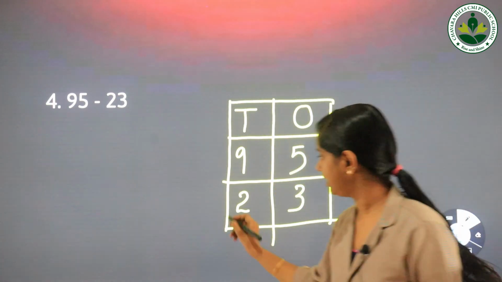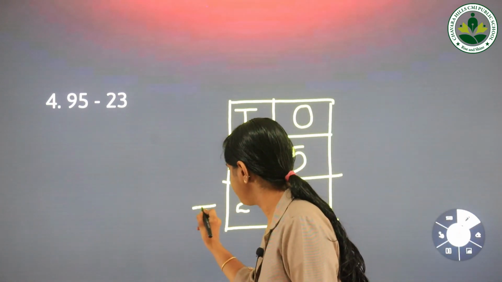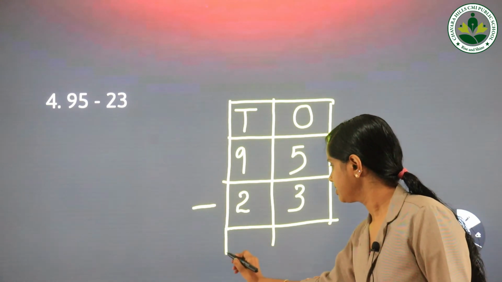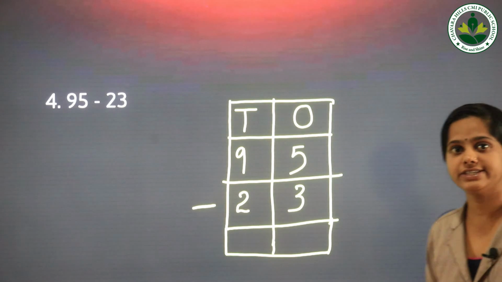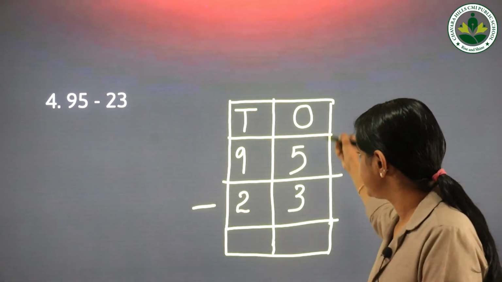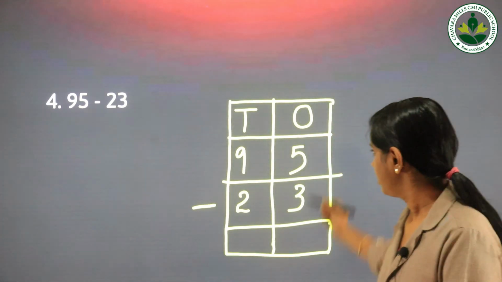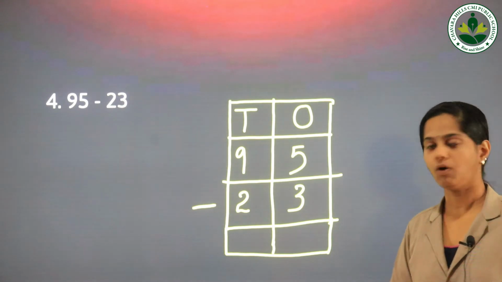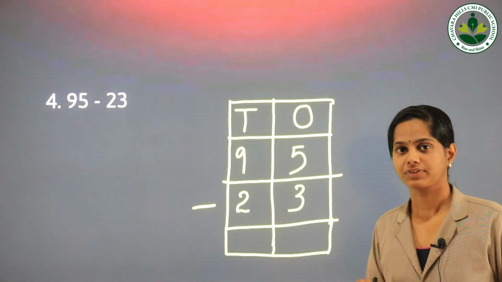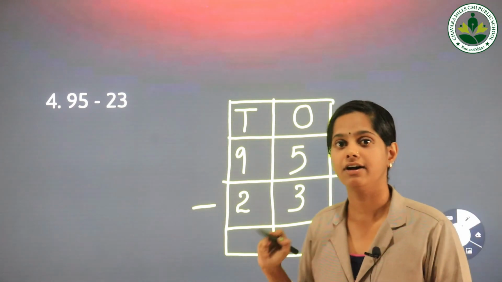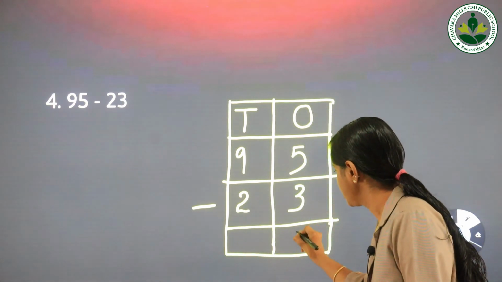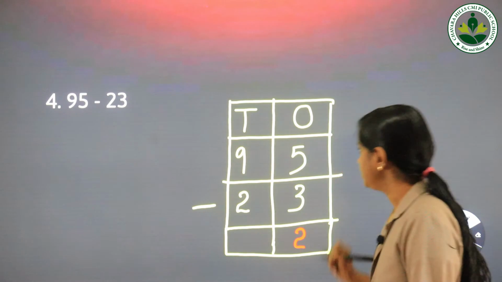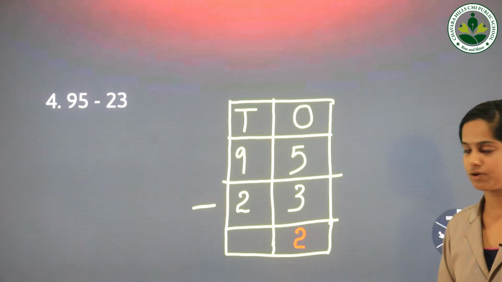Next, we put the subtraction symbol. Okay, let us start our subtraction. First, we subtract the digits in the ones column. 5 minus 3, or subtract 3 from 5. 5 minus 3 is equal to 2. So we can write 2 in the ones column.